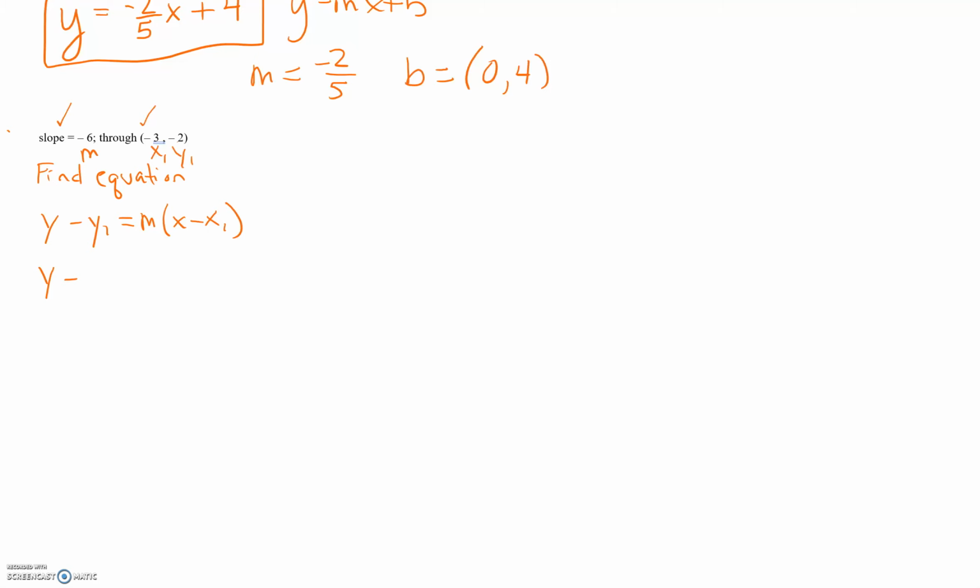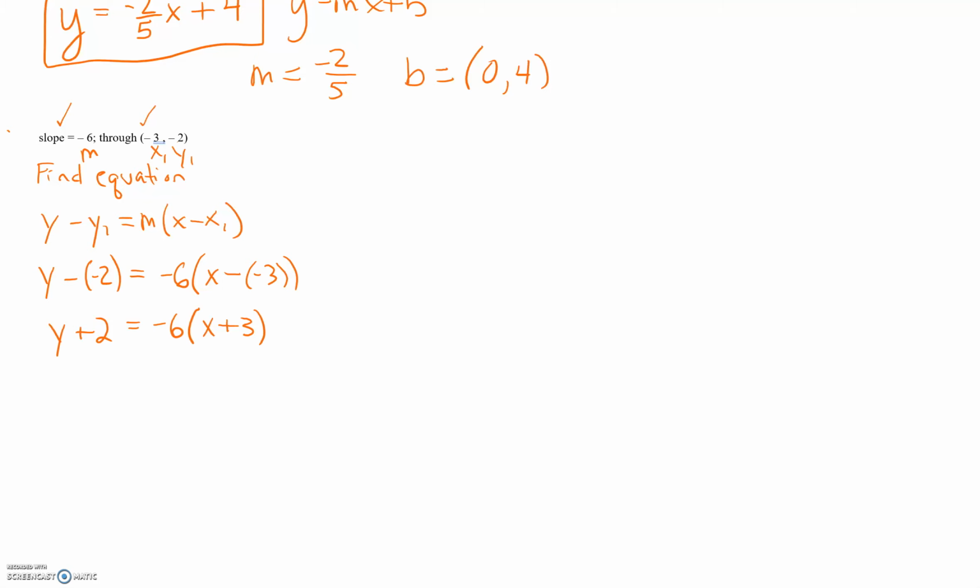So y1 is negative 2. Notice how I'm putting parentheses there just to remind myself, oh, I've got to simplify that. Negative 6 is the slope times the quantity of x minus x1. So I've got another negative, put some double parentheses there. So all I'm going to do now is simplify. Y plus 2 equals negative 6, and I'm going to simplify what's in parentheses, do some order of operations here. X plus 3.